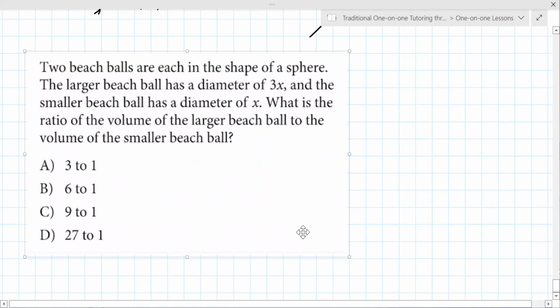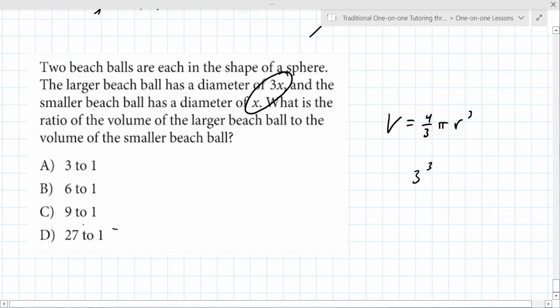You want me to read it? Yeah, go ahead and read it. Two beach balls are in the shape of a sphere. The larger beach ball has a diameter of 3x and the smaller beach ball has a diameter of x. What is the ratio of the volume of the larger ball to the volume of the smaller beach ball? So again, what is the ratio? 3 to 1. And the volume formula is 4/3 pi r cubed. So you're going to cube that 3. Which number is 3 cubed? 27.